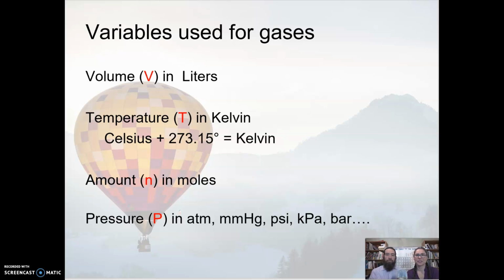The variables that we are using with gases will be volume, and we usually use liters for that, and temperature. For all of your gas calculations, you're going to want to use Kelvin for the temperature. We're also going to be using moles again, and pressure, our new unit. We use pressure in various different units. Atmospheric pressure is 1 atm, so that's where atmospheres comes from. There's also millimeters of mercury, psi, which is pounds per square inch, kilopascals, and bar. There's all kinds of different pressure units we can use.